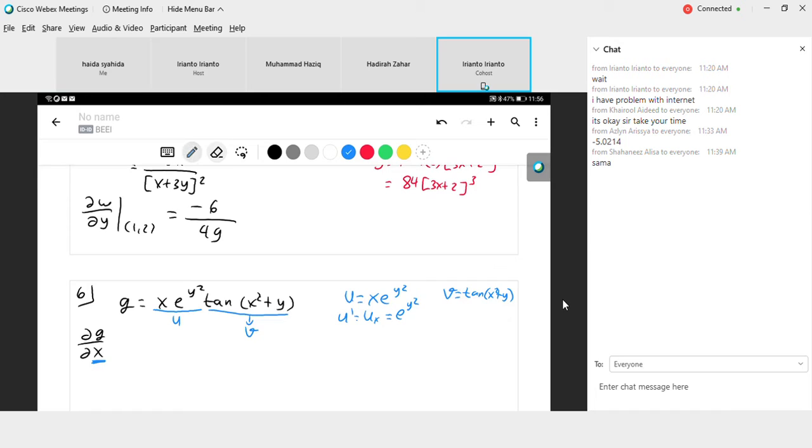So v prime, or in this case v with respect to x, because we differentiate with respect to x, equals secant square of (x² + y). Your friend already said multiply with 2x, the derivative of this with respect to x. This one is chain rule. So just 2x secant square of (x² + y). That's it.